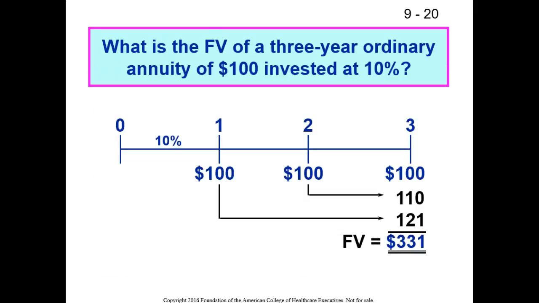Let's look at a sample situation to work through this conceptually. What is the future value of a 3-year ordinary annuity, or just regular annuity? If I'm ever using it in a question or a test, I'll make sure that if it doesn't say annuity due, assume it's the regular variety of annuity. But let's say, what is the future value of a 3-year ordinary annuity of $100 invested at 10%?